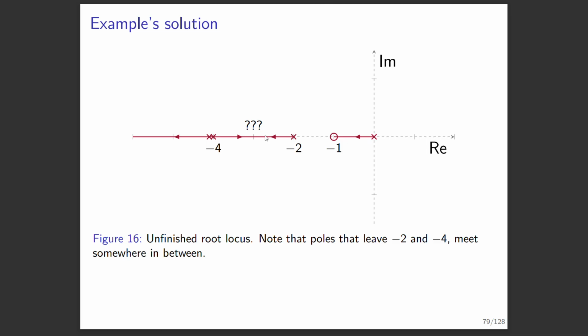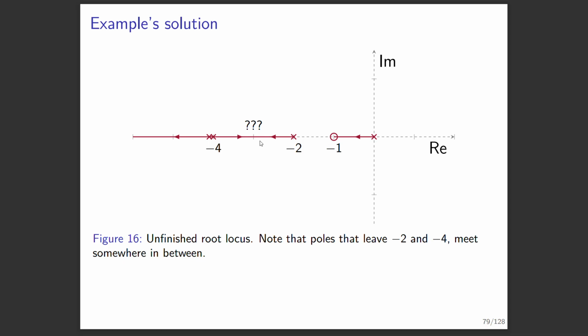So what do you think happens after that? When these two poles, the -2 and -4, meet each other somewhere in the middle, do you think they're going to pass each other? Do you think they're going to just stay there? Or do you think they're going to come out from the real axis? The correct answer is number 3. They are going to meet each other at some point and they both are going to leave the real axis.